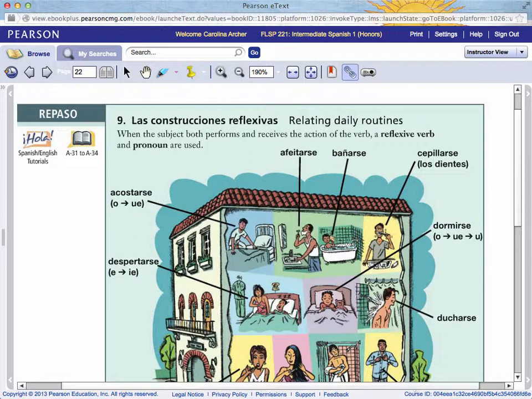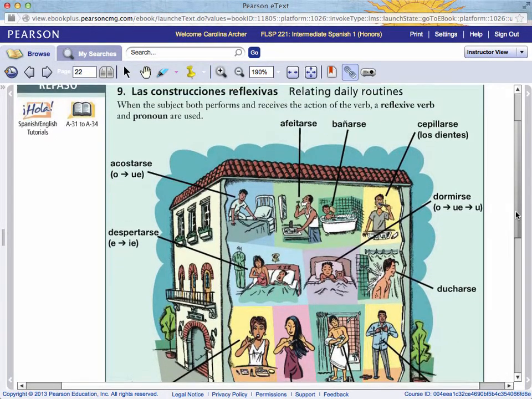Okay, for example, when you talk about daily routines, when you get up in the morning, a lot of these verbs are reflexive. Okay, and if you look them up in the dictionaries, they're going to be in this form: acostarse. Okay, with the pronoun se at the end. Okay, afeitarse, bañarse, cepillarse los dientes, and these are verbs that we use in English, but we do not consider them reflexive. Okay, we say I go to bed. You don't say I put myself in bed. Okay, but in Spanish that's what we're saying.